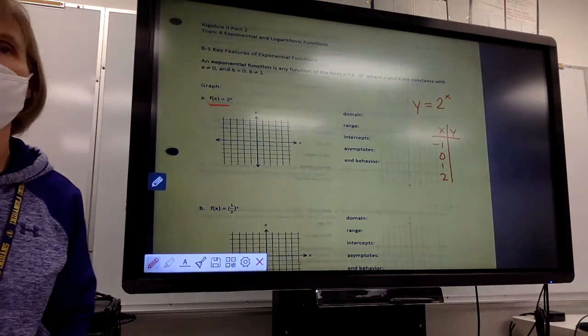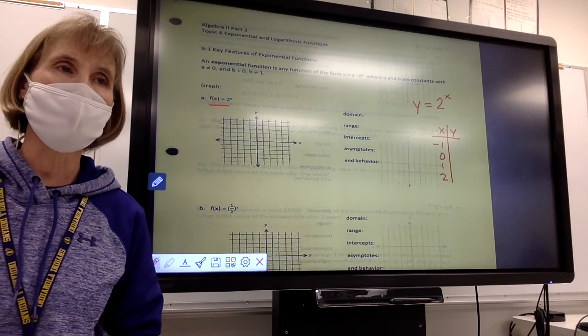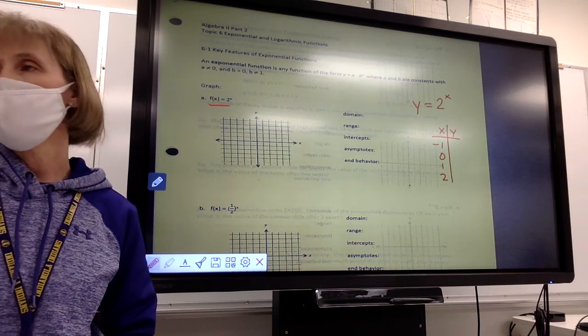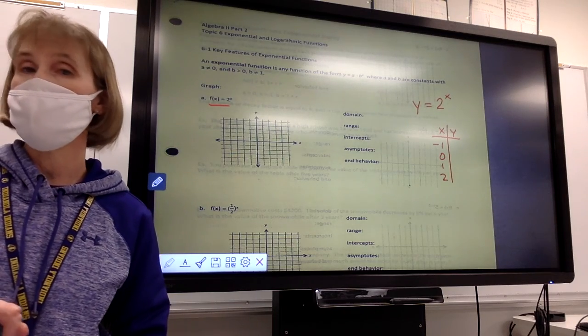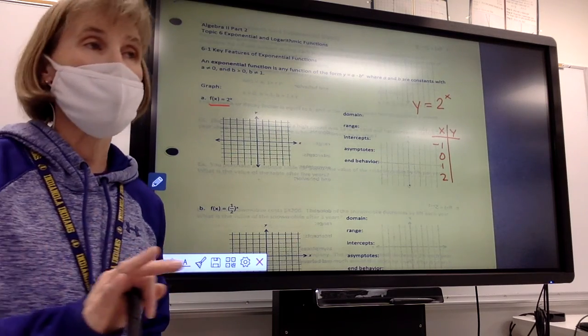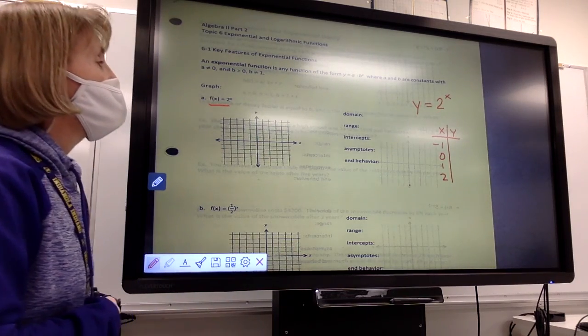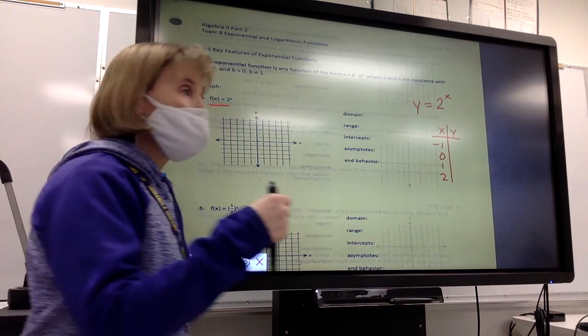If we can get the general shape of the graph out of 4 values, that's all we need to put in our table. I would say put a minimum of 3 values in your table. Always do at least 3. Put some positives in, put some negatives in. Okay, you got to go back to your Algebra 1 days.